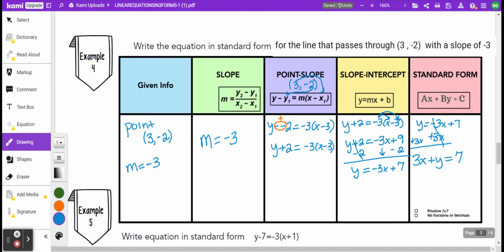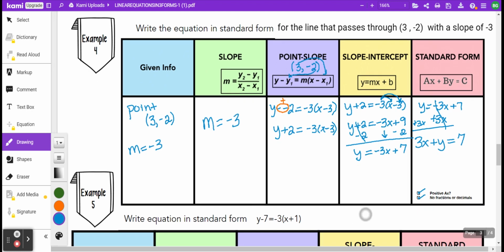Down at the bottom, we're looking for, is it a positive ax? It sure is. Are there any fractions or decimals? There sure are not. If you have a negative number, just remember that you can simply divide every piece by that negative number to change that out.